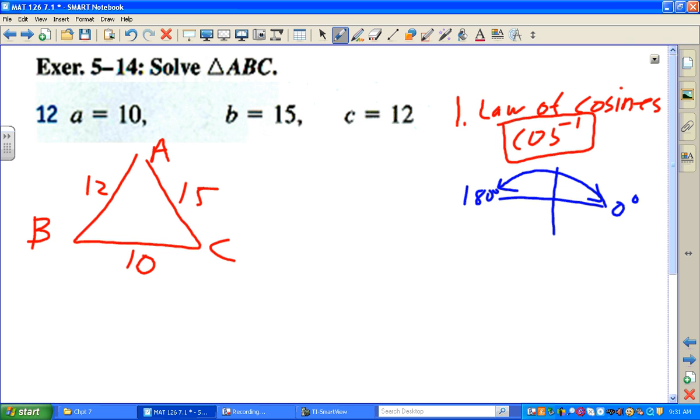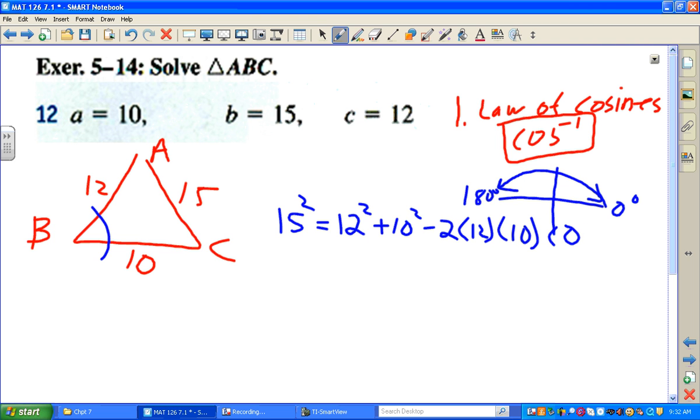So in my notes, when I do these problems, I will go for angle B first. You don't have to do that. You can go around the corner, come around the other side, and see if we end up in the same place. That's fine. But I'm going to go with the biggest side first because that's my reasoning. It also tells me how to set it up. If I'm looking for angle B, what side is by itself on the left-hand side of the equal sign? 15. So I have 15 squared equals 12 squared plus 10 squared minus 2 times 12 times 10 cosine of B.